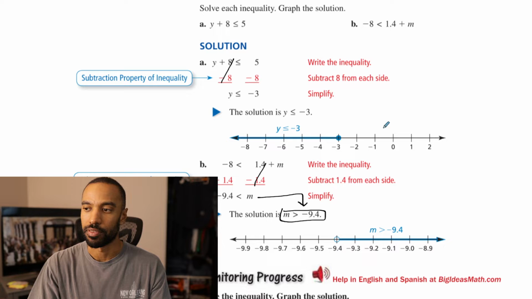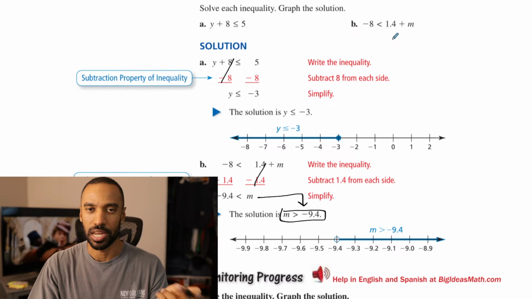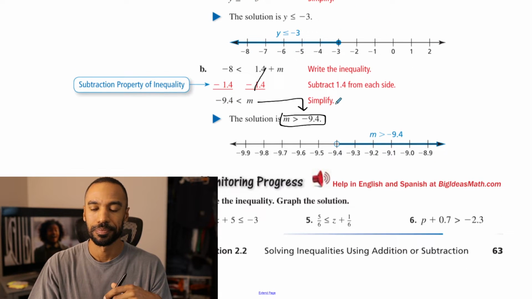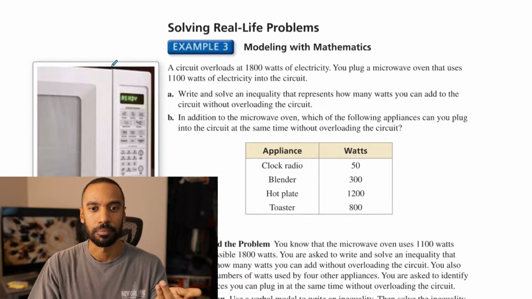0 would be a part of these. Is negative 1.8 less than 1.4 plus 0? Yes, because negative 1.8 is less than 1.4. And again, just plugging in 0 means all the other stuff's going to go away.